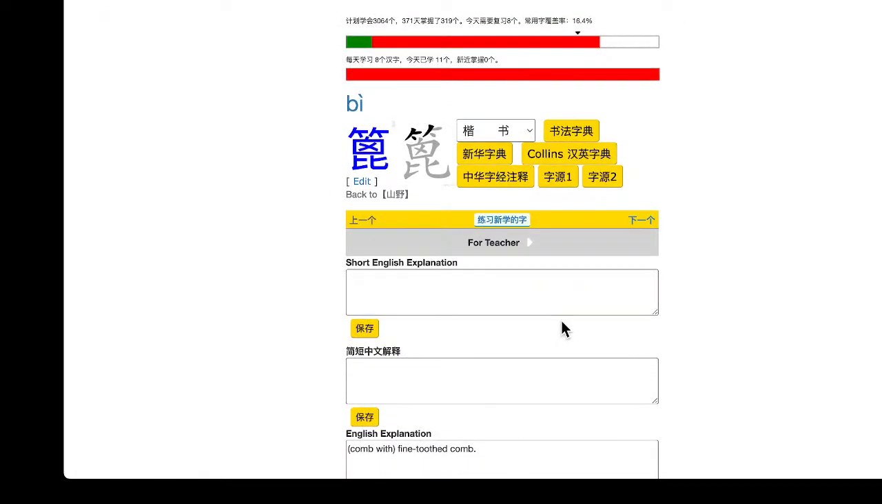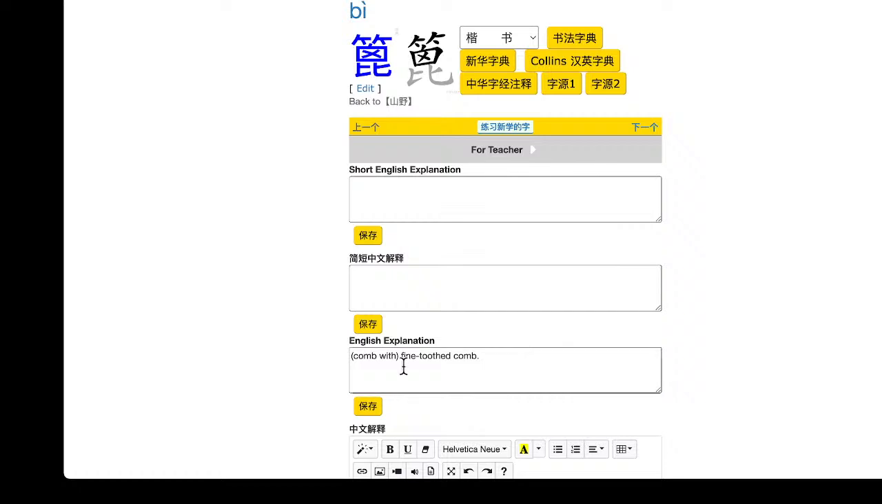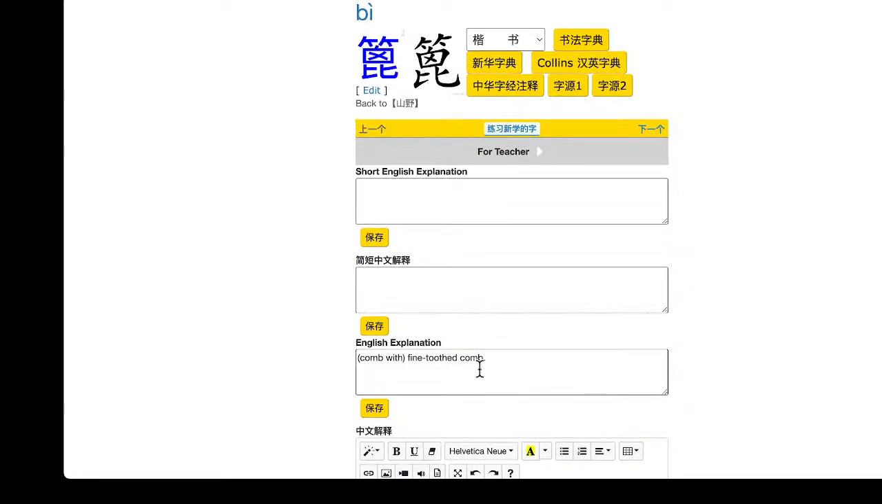Now this B is a fine-toothed comb, or as a verb it means to use that tool to comb. I don't see this kind of thing in American stores, but in China there is such a thing, where the teeth are very fine.